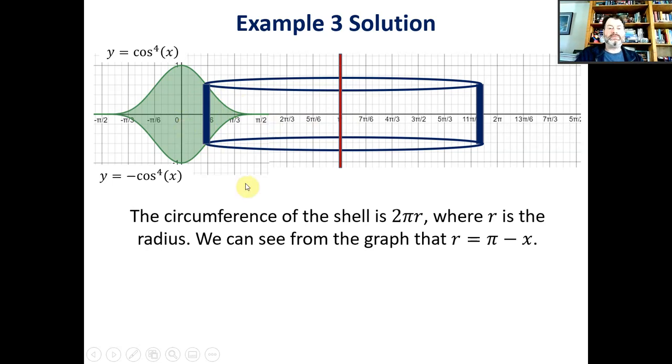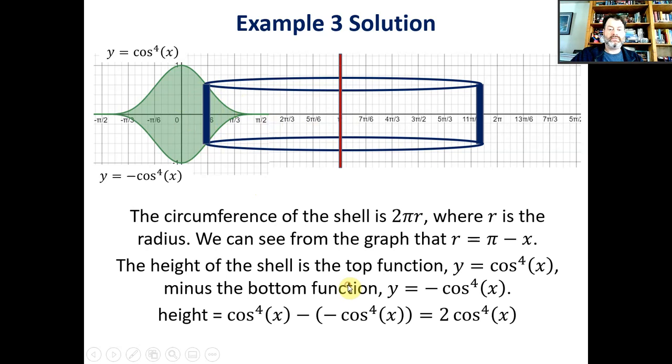The height of the function is pretty easy, right? It's top function minus bottom function. So it's cosine to the 4th x minus negative cosine to the 4th x, which is 2 cosine to the 4th x. And it's easy to see that that's what's going to happen, right? This thing here is the same size as that. So when you subtract, you just double the size.